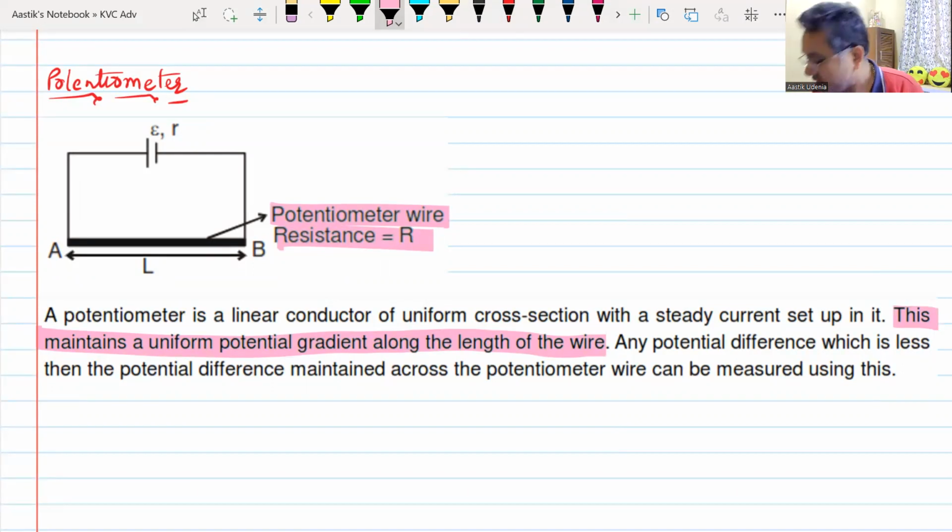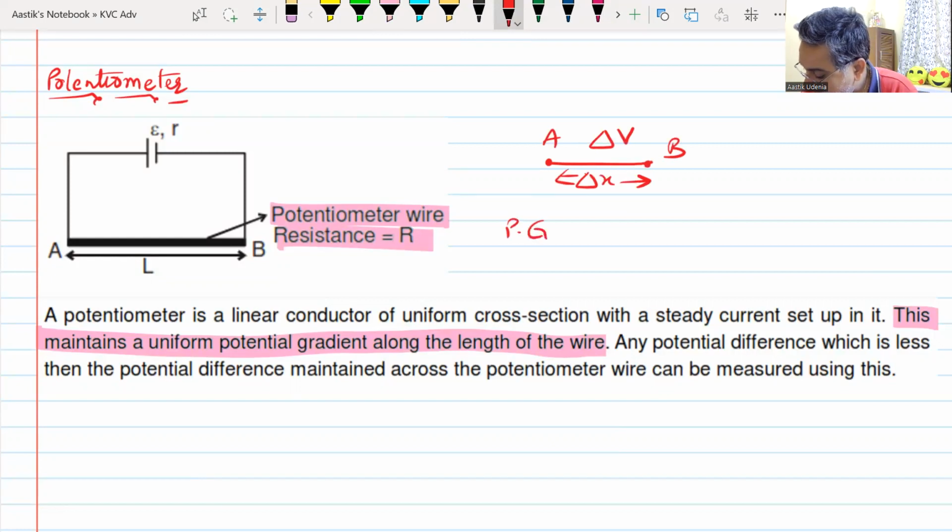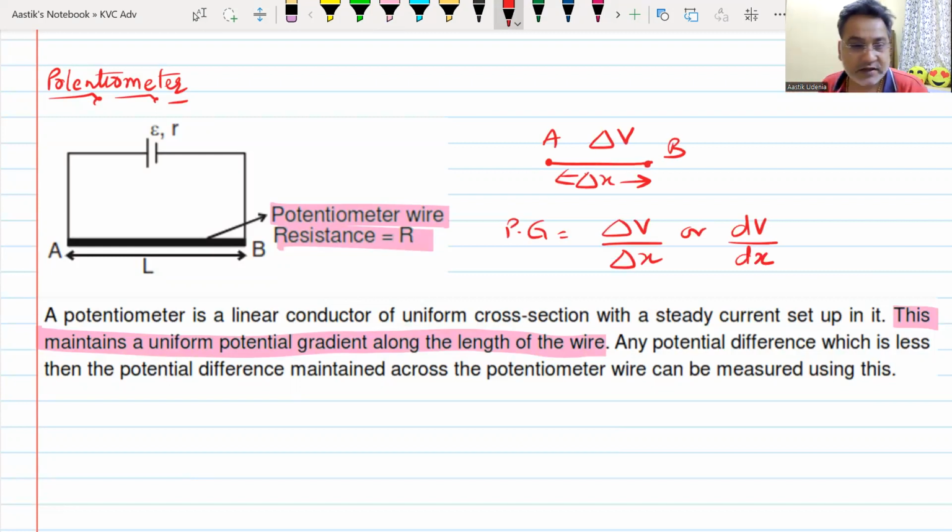Potential gradient. If you have 2 points, A and B, the potential difference is delta V. The distance between the points is delta L. Potential gradient is delta V by delta X, or dV by dx, that is known as the potential gradient.